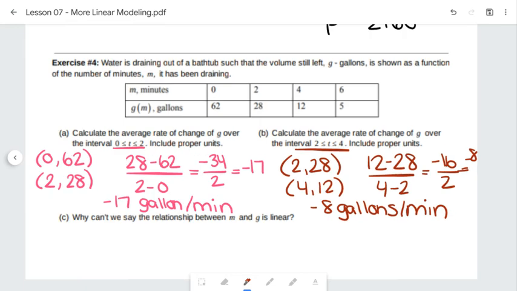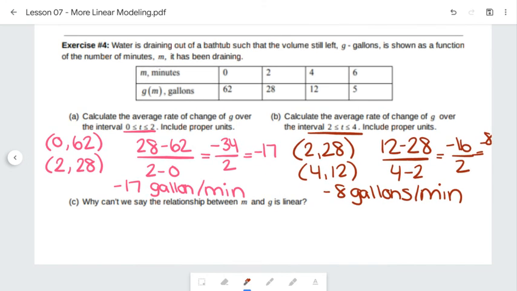And now remember what those negatives mean. That means that's the rate that it's decreasing, right? Because we know we're draining the bathtub. So if the bathtub's being drained, those should both be negative because they're losing gallons of water. But we cannot say this is a linear relationship. We can't say it because the two average rates of change are not the same.